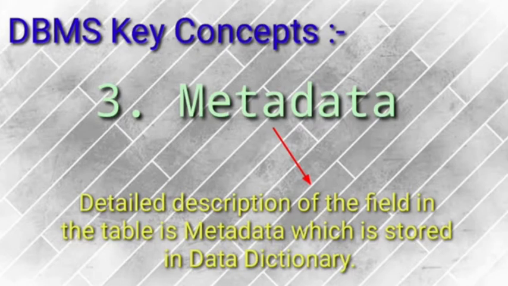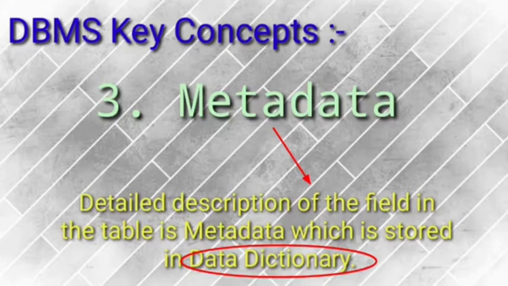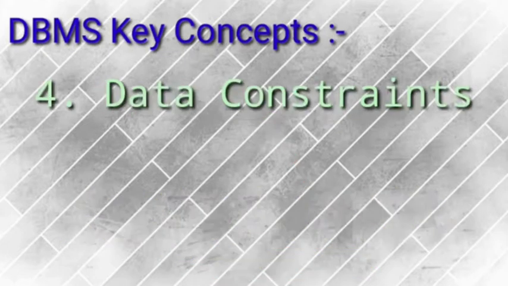Metadata is basically stored in a data dictionary, or you can say that the data dictionary contains the metadata, which has all the definitions of the fields which are added as data in the table. Now the fourth most important key concept is data constraint.